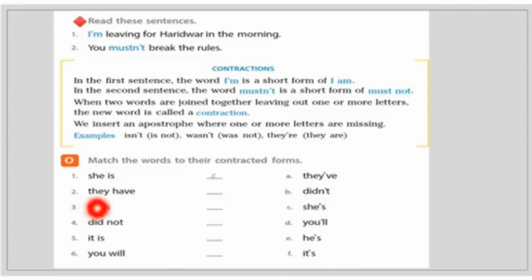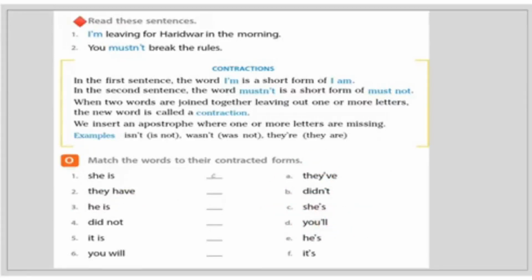They have. Let's see what the answer will be here. Which letters are omitted over here? It's not a single letter which is omitted. Two letters, H and A, both are omitted over here, and we used an apostrophe there. Now let's see "he is", which will be the contraction. Yes, it is E. He's, right? The letter I is omitted.